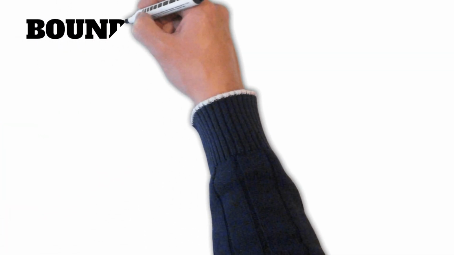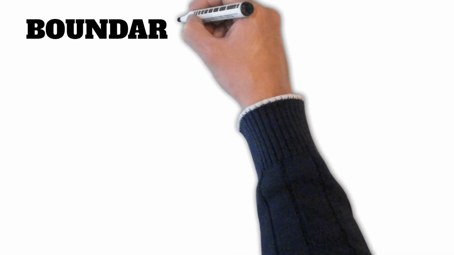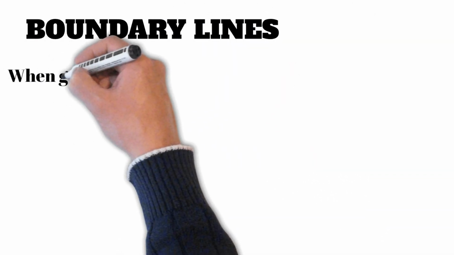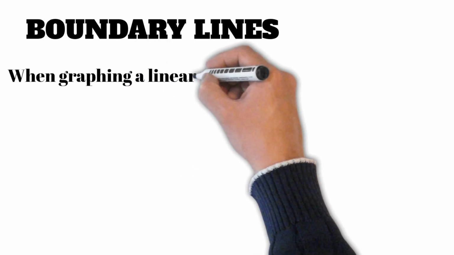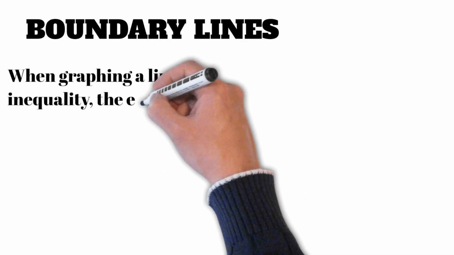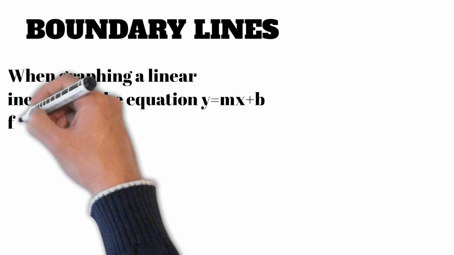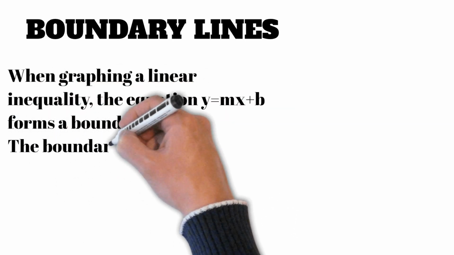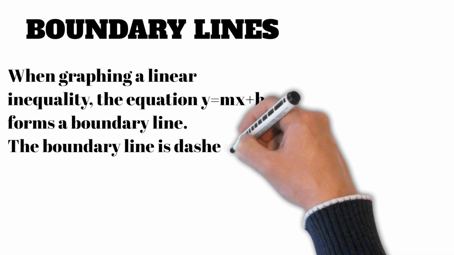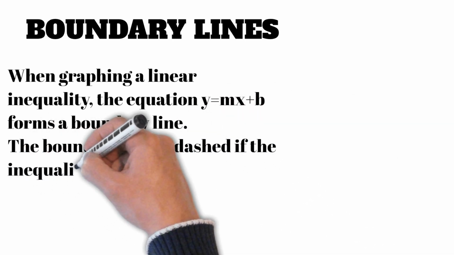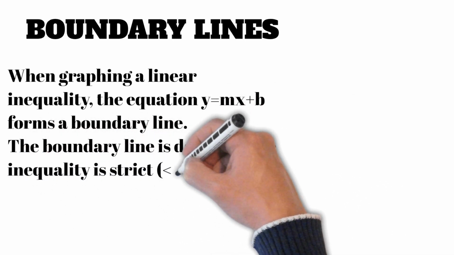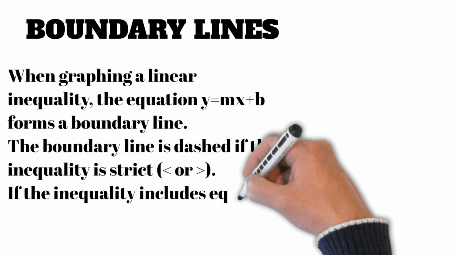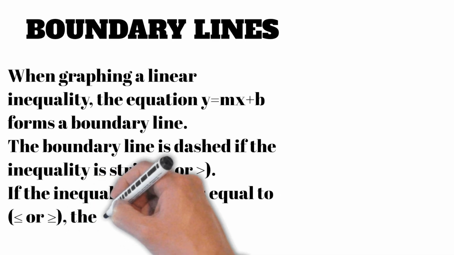Boundary lines. You have the boundary line in terms of y is equal to mx plus b. And when you have less than or greater than, the boundary line tends to be a dashed line. That means any point on the dashed line is not part of the solution. And when you have less or equal to or greater or equal to, the boundary line is a bold line.